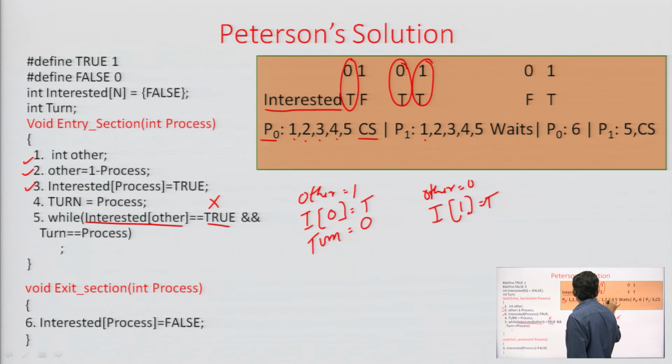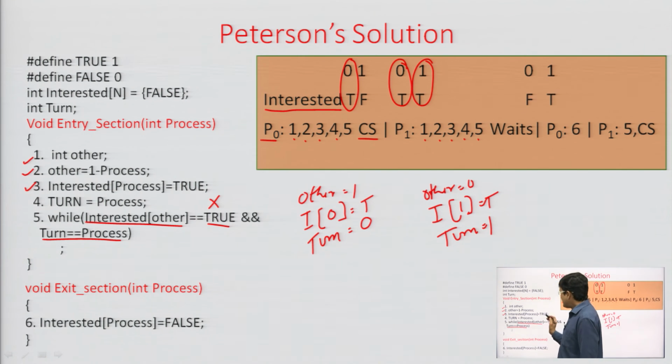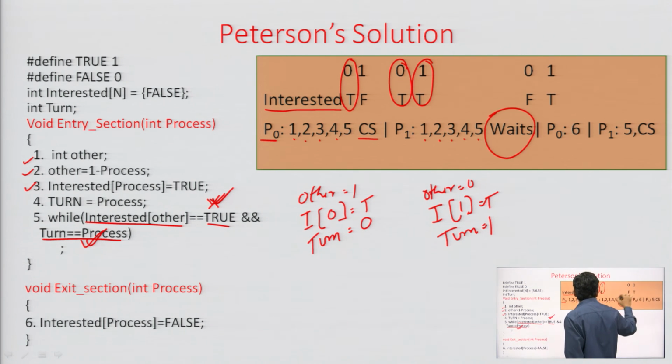Then P1 executes statement number 5, which says if the interest of the other process is true, yes, the other process's interest is also true, and turn equals process. Turn equals process? This will set turn equals to 1. So, the first condition is satisfied but the second is not, so the overall condition is false. If both conditions are satisfied, the P1 process will wait.